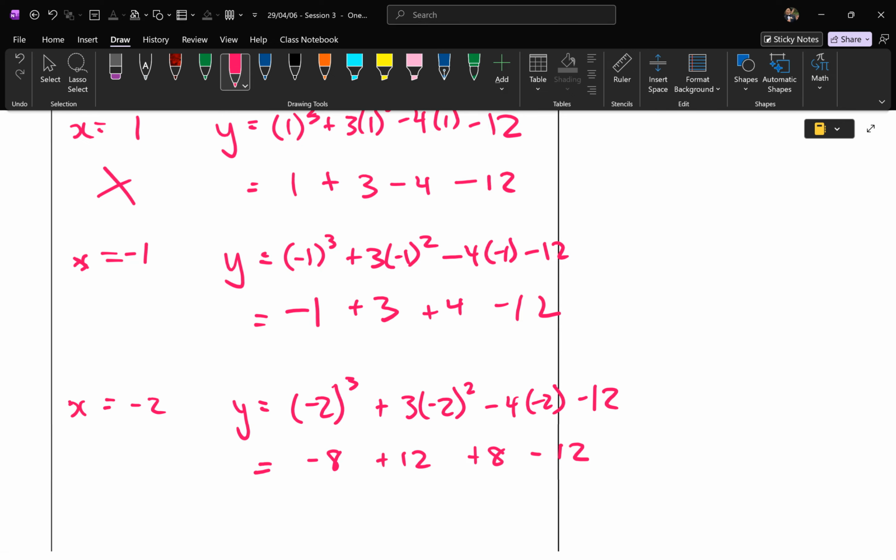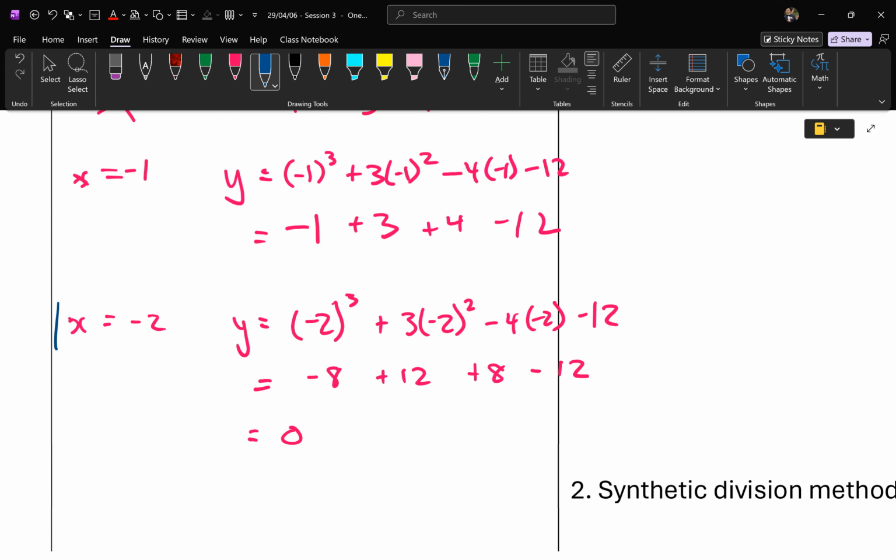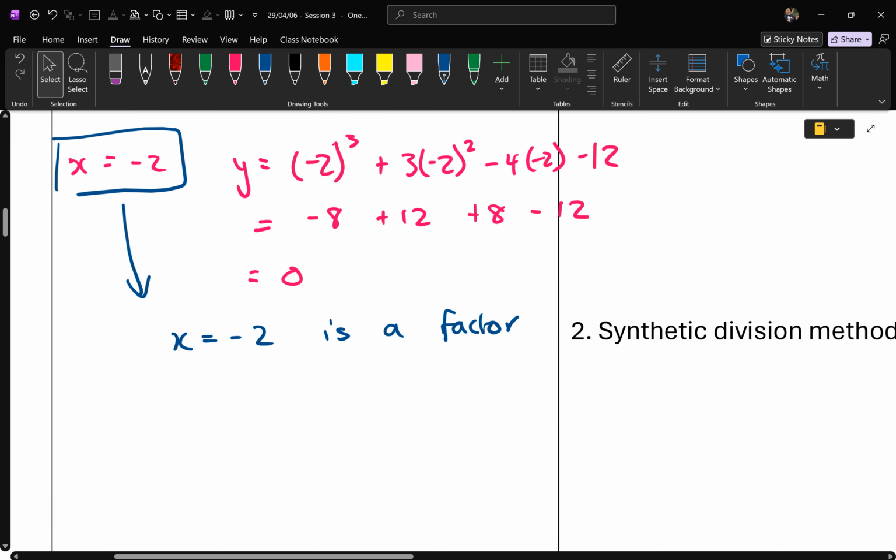Find the first factor. So now, this actually equals 0 because 8 take away 8 is 0. 12 take away 12 is also 0. What does this mean? X equals -2 is a factor. But remember, in null factor law, if x equals -2, what should be in the brackets?